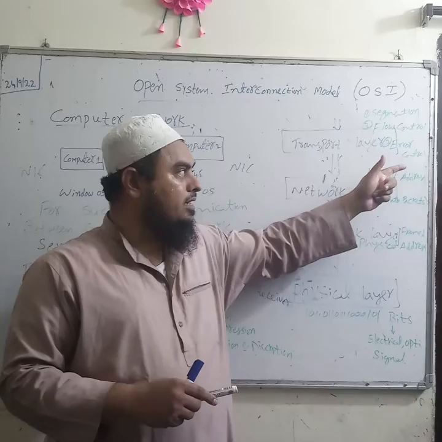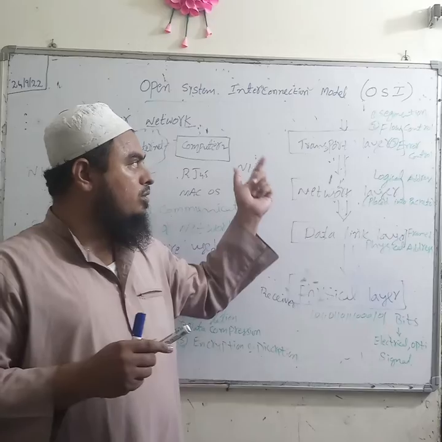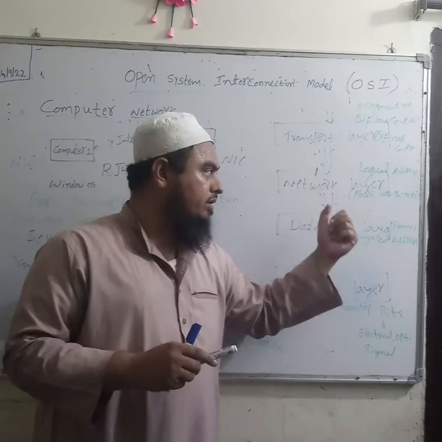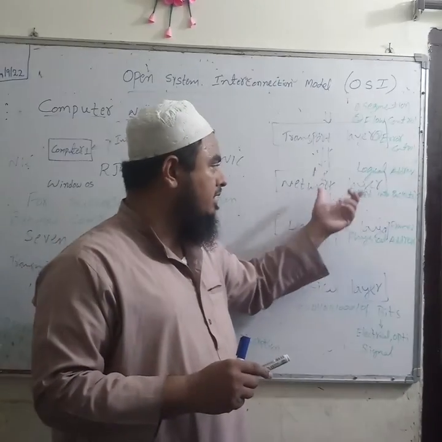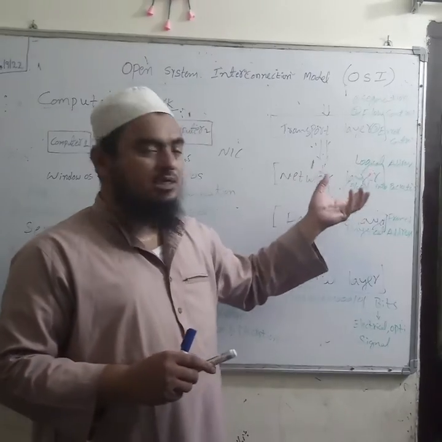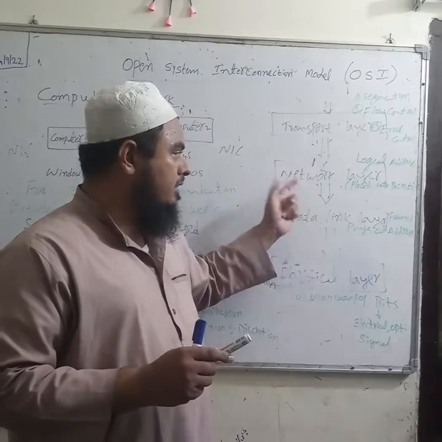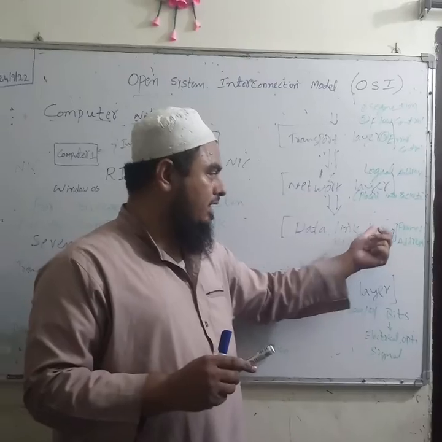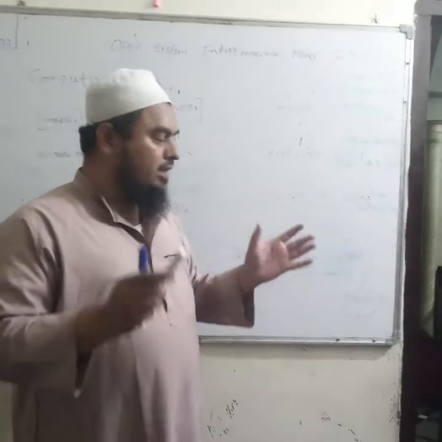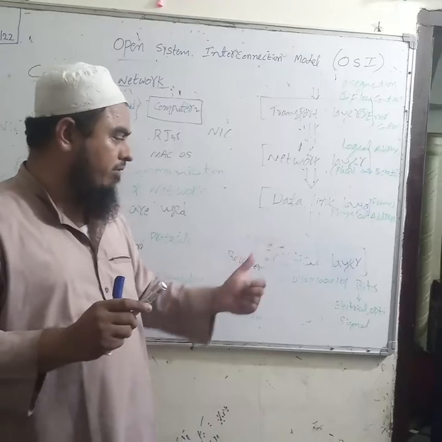Next is error control: if any error occurs during the transmission, that is controlled by the transport layer. After the transport layer, the data is given to the network layer. What happens here? The network layer gives a logical address to the data, and the data is placed into packets. Then the data is transmitted to the data link layer, where it is framed into different frames, and the physical address is also given by the data link layer.